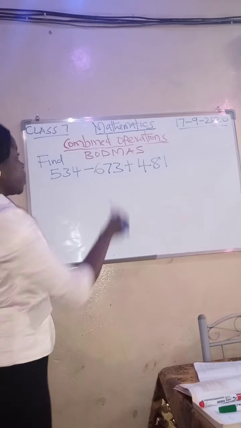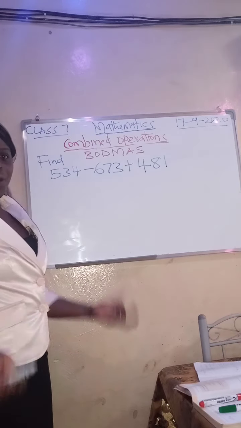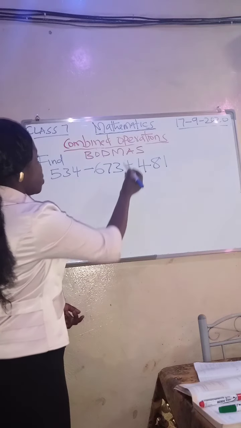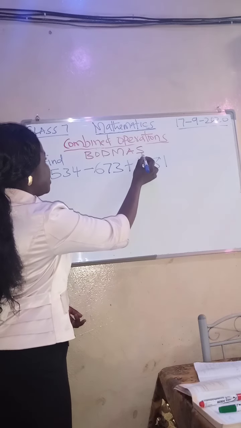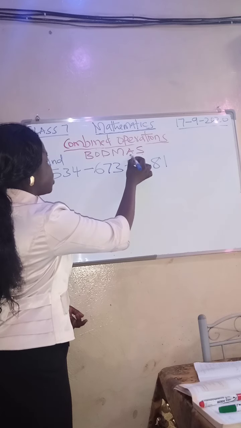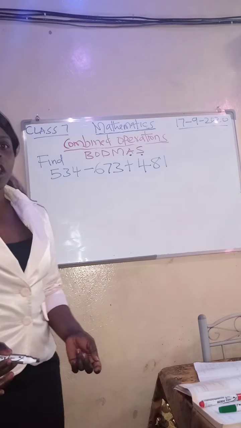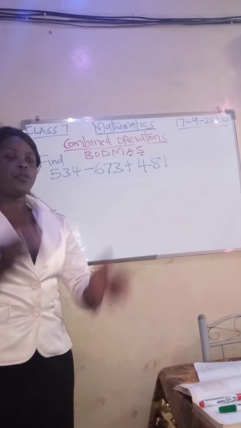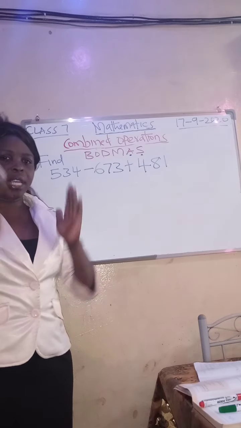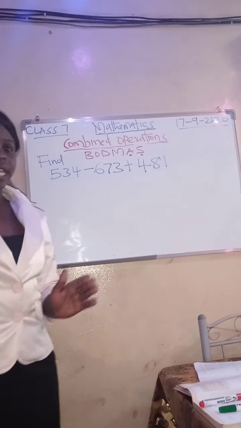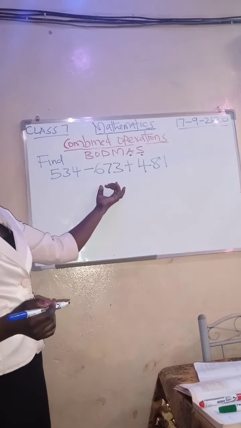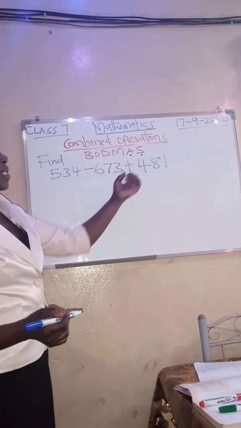No, we don't have division. No, we don't have multiplication. What do we have? We have addition and subtraction. So addition must always come before subtraction, okay? You cannot subtract then come and add. No. You first add whatever is supposed to be added, then we subtract, okay? So that is the order we are going to apply here. Now, we are going to add first, then subtract.